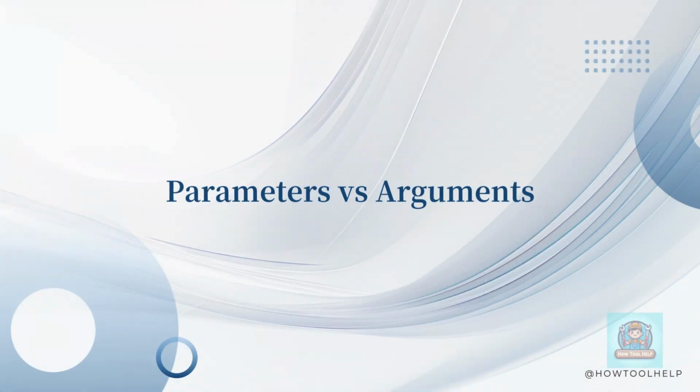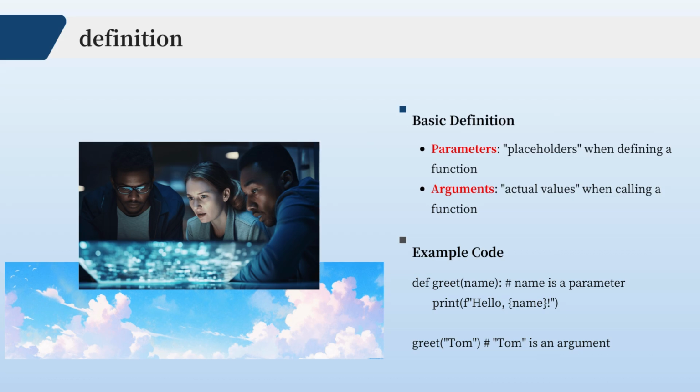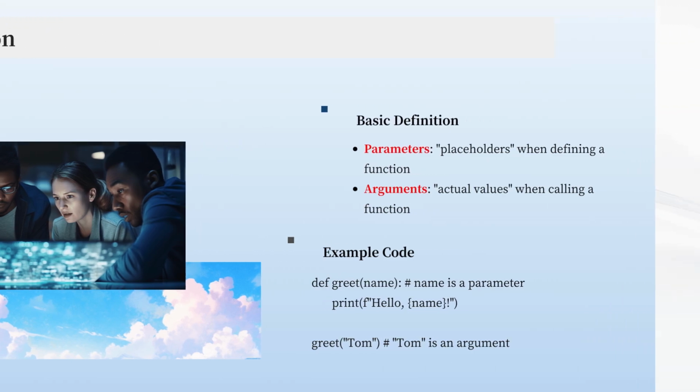Parameters versus arguments. Now, let's differentiate between parameters and arguments. Parameter: a placeholder defined in the function definition. Argument: the actual value passed when calling the function. Example. In this example, name is a parameter, while Tom is an argument. Understanding this distinction is crucial to grasp how functions operate.